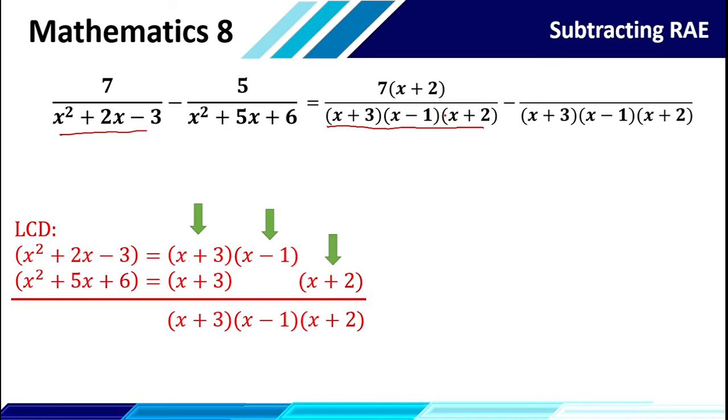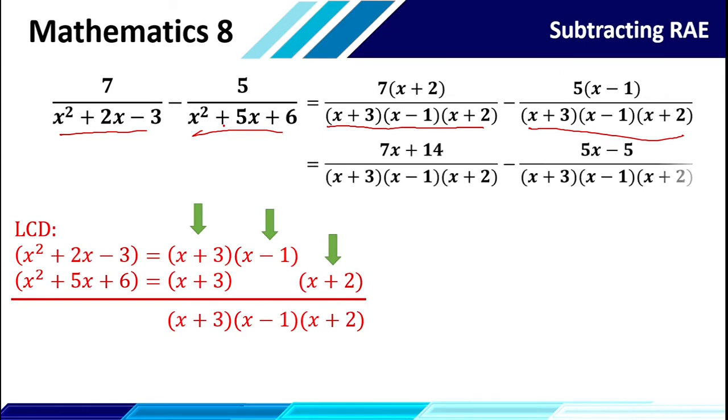And to get our new numerator in the second fraction, we will divide this whole expression by x squared plus 5x plus 6 and then multiply it by 5. So we will have 5 times x minus 1. We can use the distributive property to simplify our numerators. So we have 7x plus 14 and then 5x minus 5 on the other fraction.